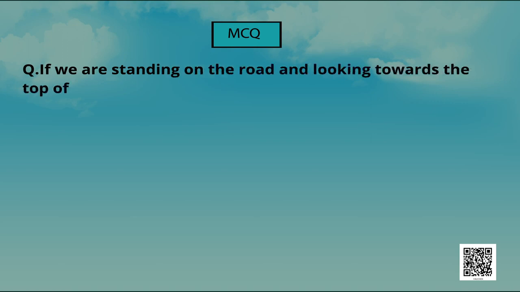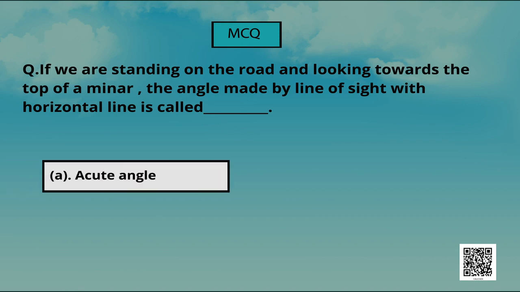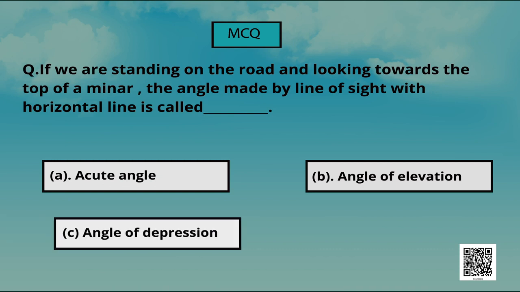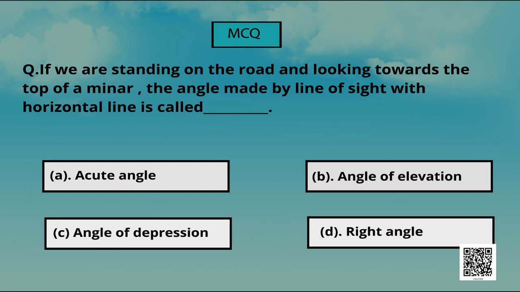Question number 4. If we are standing on the road and looking towards the top of a minar, the angle made by the line of sight with the horizontal line is called, you have 4 options again: A. Acute angle, B. Angle of elevation, C. Angle of depression and D. Right angle. So what is the right option? The right option is angle of elevation.